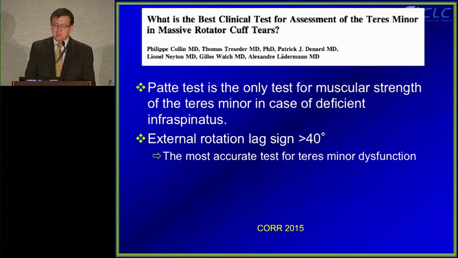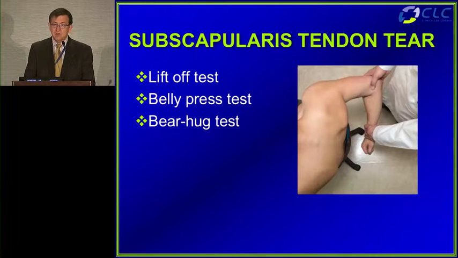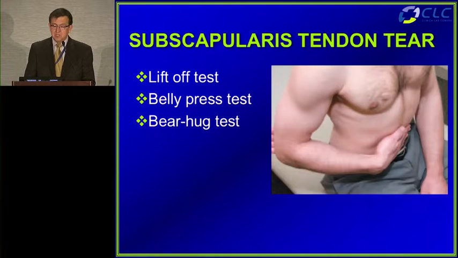To evaluate the teres minor, the Patte test is the only test for muscular strength of teres minor in the case of deficient infraspinatus, and an external rotation lag sign of more than 40 degrees is the most accurate test for teres minor dysfunction. For subscapularis, it was mentioned 3 combinations of tests: the lift-off, the belly press test, and the bear hug test.